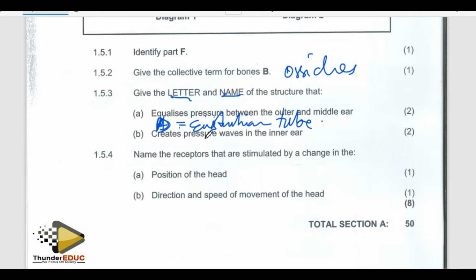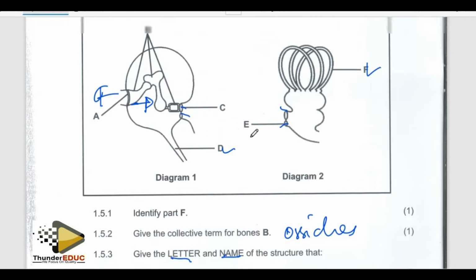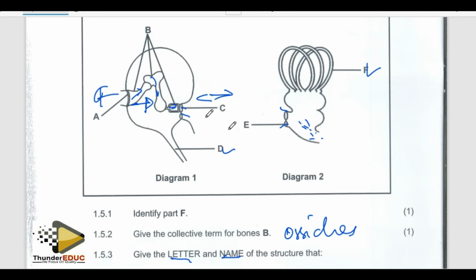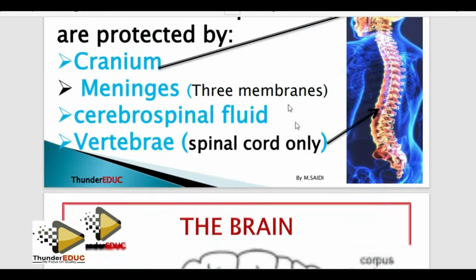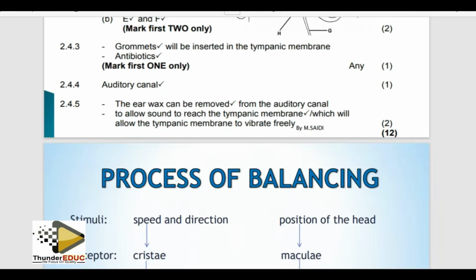Number B is creates pressure wave. That is in the inner ear. What creates the pressure wave is the oval window, because when these start to change, it causes this oval window to move in and out. When it moves in and out, it causes the fluid found here to move. Let me show you using the demonstration material. Maybe you'll understand it better.